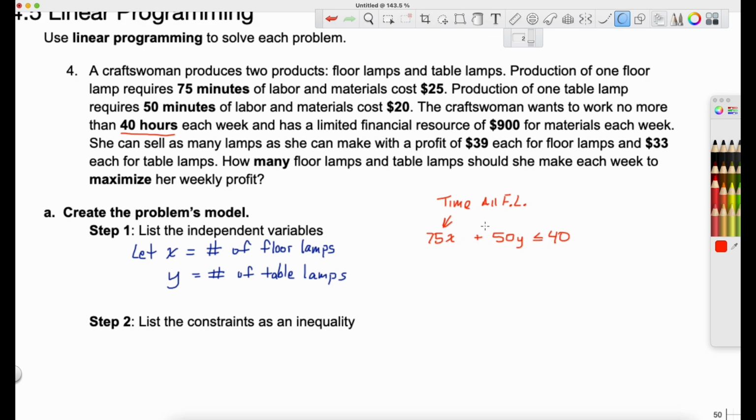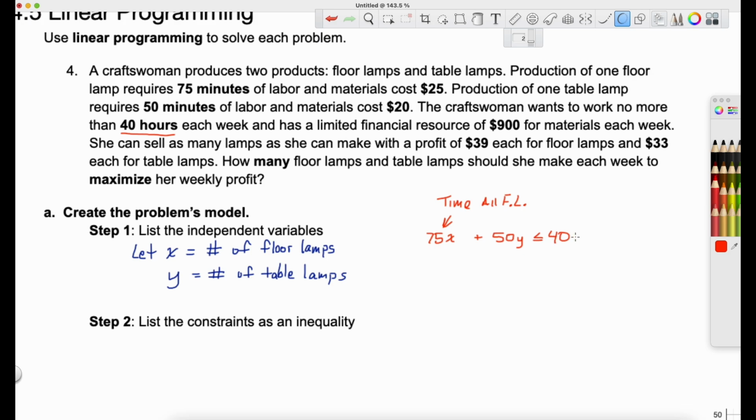Okay, but wait a second. You're saying 75 and 50, these are in minutes, and 40 is in hours. So we have a problem here with our units. We either have to turn the 75 minutes and the 50 into hours, or we take the 40 and put it into minutes. I'm going to put the 40 into minutes.